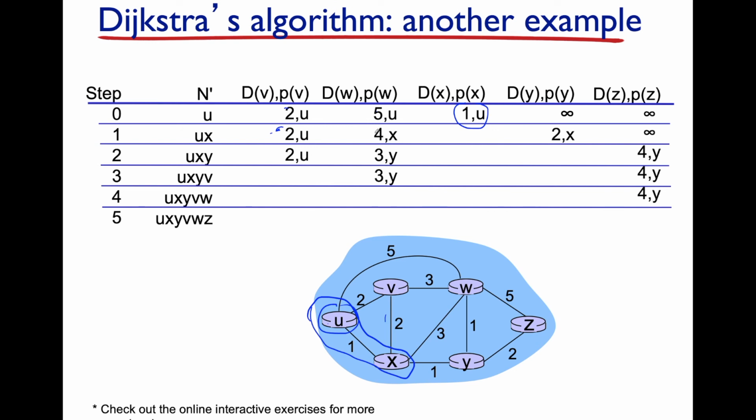Now w's cost was 5, but if we go from w to x, that's 3 plus 1 is 4. It actually improves. So we're going to go in through x, and we're going to set the predecessor for w to x, and it's going to be a path cost of 4. So we're going to change that. And then y had an infinite cost. Anything's better than infinity. So we go from y to x, x to u, cost of 2, and the predecessor for y is going to be x.